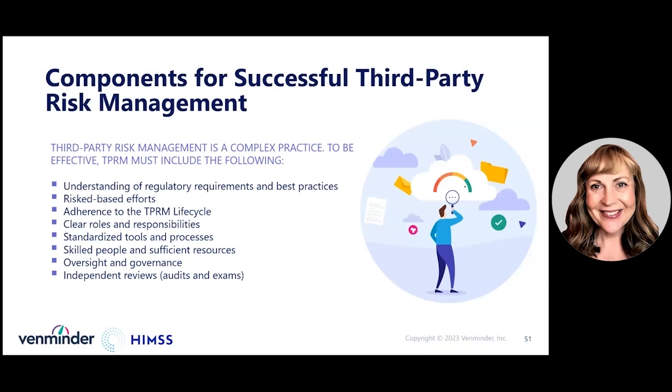So as we bring our presentation to a close today, I want to summarize some of the components for a successful third-party risk management program. First and foremost, your organization needs to have a strong understanding of regulatory requirements and best practices because you need to know the standards to which you're managing your vendors. Your program needs to be risk-based, which means that your efforts are in scale to the risk presented. And you need to follow the third-party risk management lifecycle as it's the best roadmap to make sure we're comprehensively managing the risk throughout the relationship.